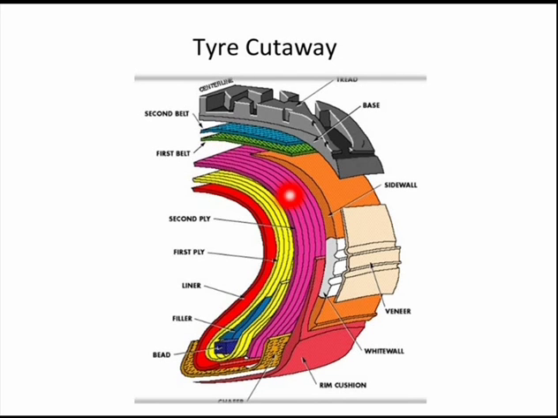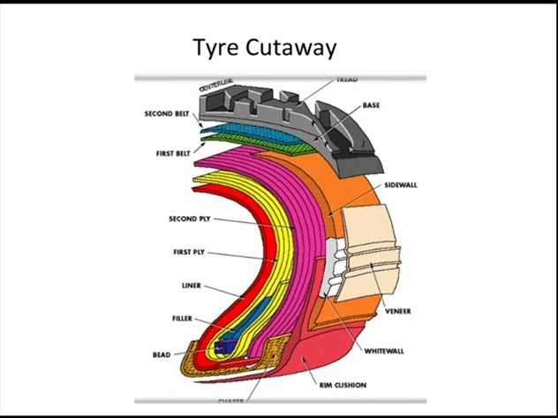Then you can see the side walls, and inside of that you can see the plies. So this is the first ply, second ply, and also inside of the ply there is a liner. The red color which is showing here is the liner. And in between these plies you can see a filler, and there is a bead, the blue color which shows the bead.